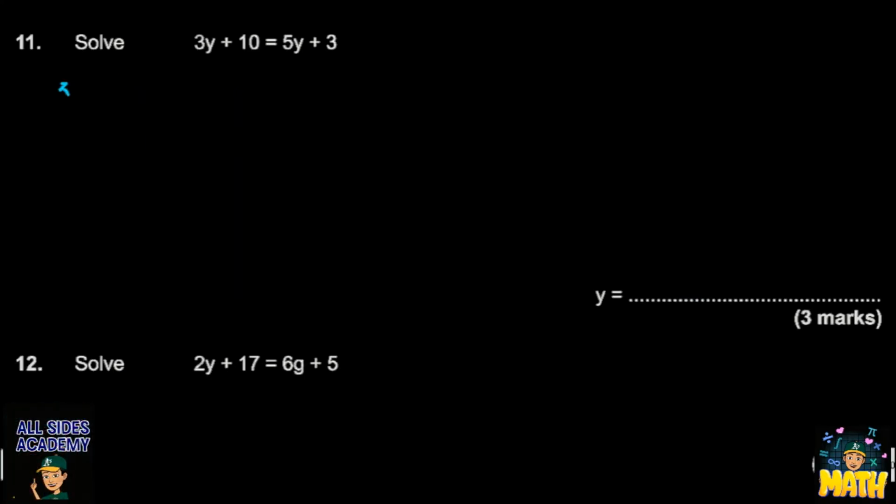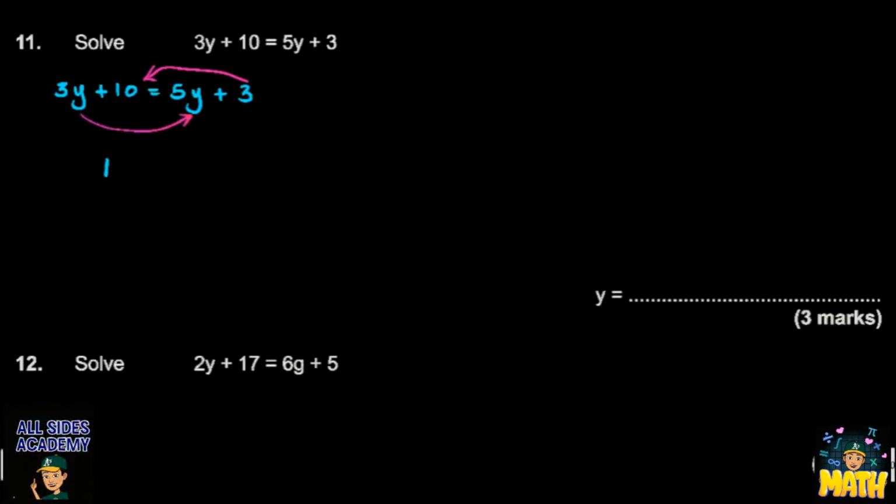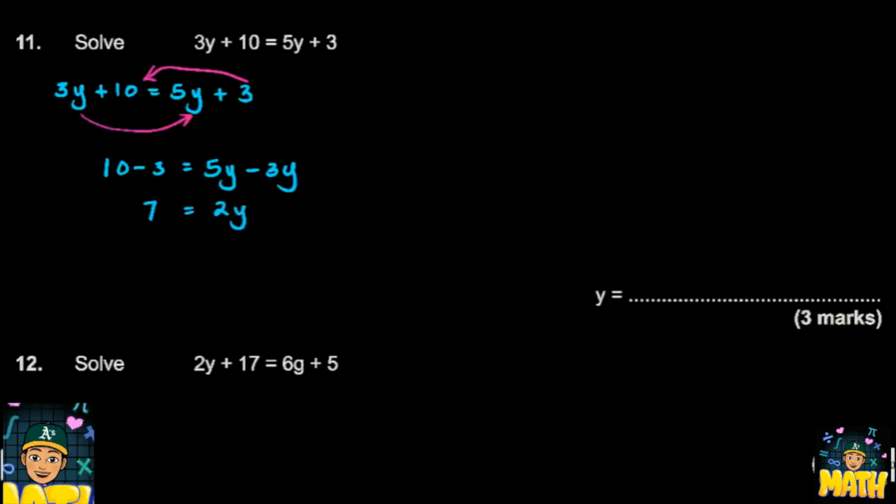3y plus 10 equals 5y plus 3. So in this case, I'll take the 3y to the right-hand side because I do not want to work with any negatives. And then the 3, I bring it to the left-hand side. So I'll write that as 10 minus 3 equals 5y minus 3y. So when I subtract, I get 7 equals 2y.